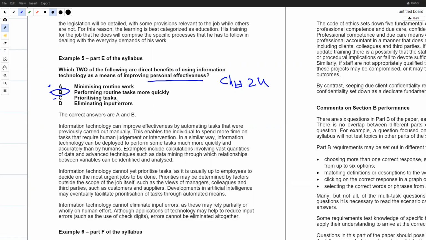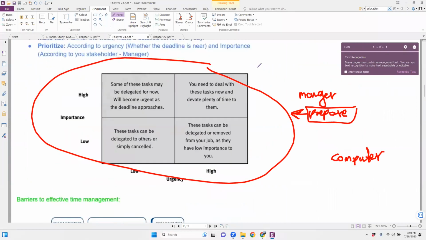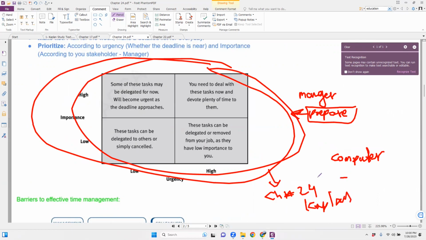Now, let's talk about option number C. Option number C states prioritizing tasks. If we come back towards our notes that I've given to my students, if we look at this diagram, this is the diagram that you see in chapter number 24 in Kaplan and also BPP as well. This concept is used to decide which task you should do right now and which task should be delayed and done later.